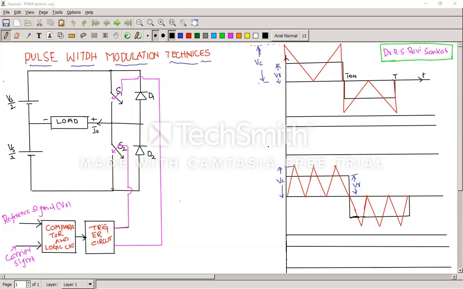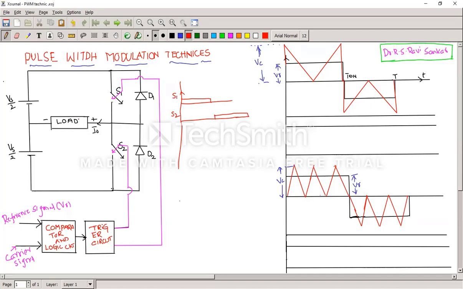In a conventional inverter, if you see the output voltage waveform, this is the IG1, this is the IG2. We have given a continuous pulse up to the 180 degrees, remaining 180 degrees we are giving the pulse to the second switch. This is S1, this is S2.